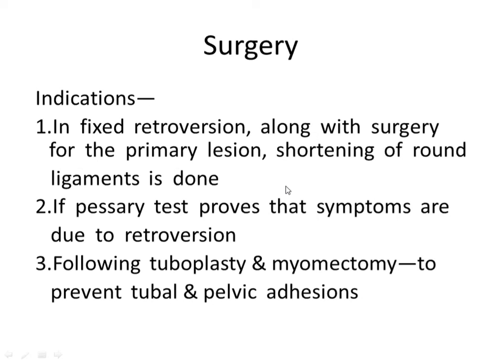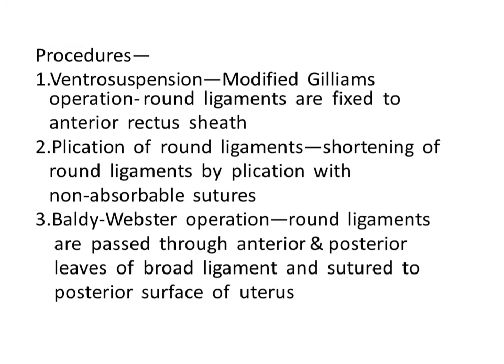So here, to prevent the retroversion, we do surgery along with a plication of the round ligament or other procedures, which I will tell you, that are done following the tuboplasty or myomectomy. So only these are the various indications for correcting the retroversion. Now, what are all the procedures that are done for correction of this retroversion?